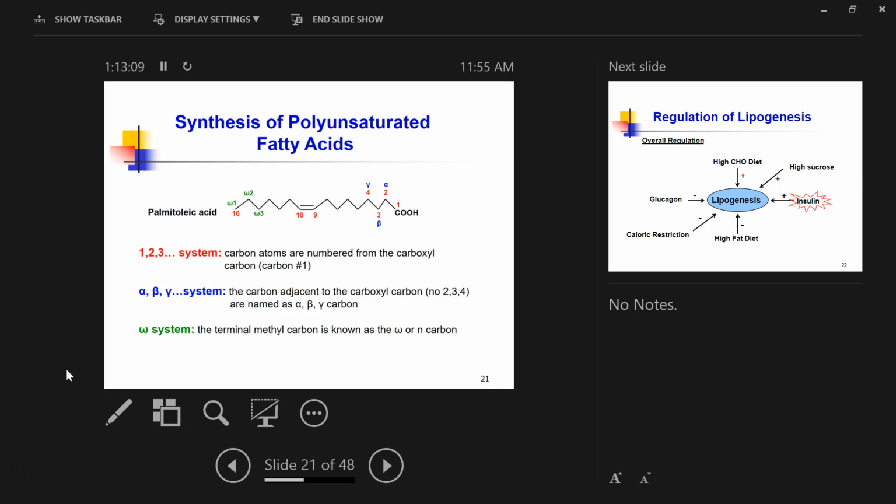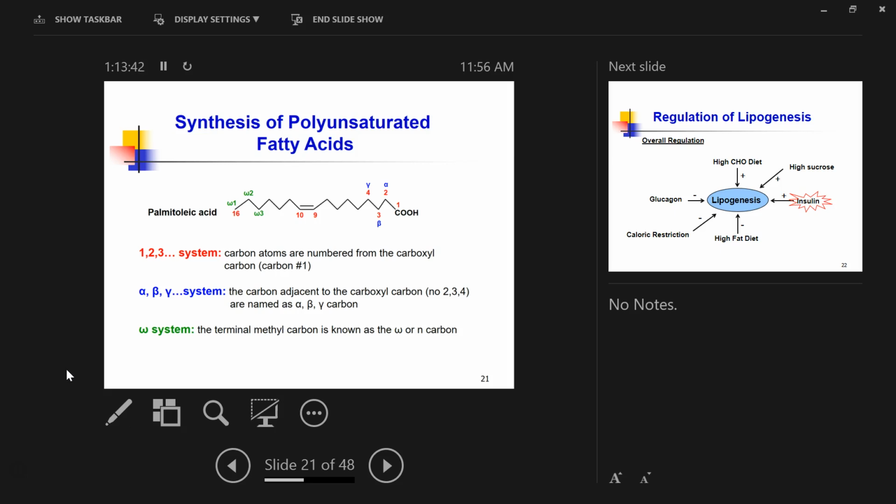And the alpha, beta, gamma system, basically you name the carbons adjacent to the carboxyl carbon. Usually this number 2 carbon is named as the alpha carbon, right? And the beta and gamma. And the omega system actually goes the opposite direction. This names the terminal methyl carbon as omega 1, right? And then 2 and 3.